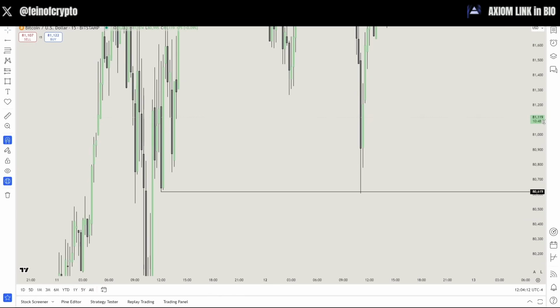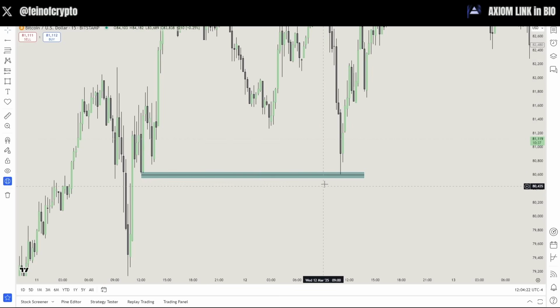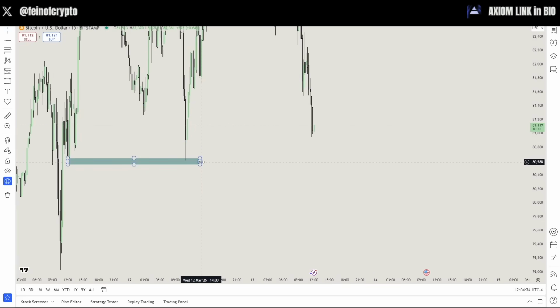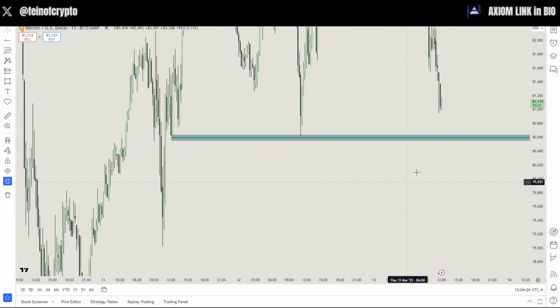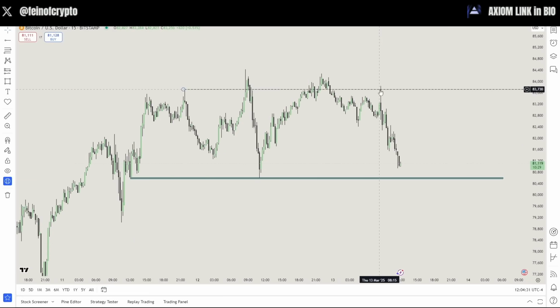But also, guess what? This is actually right here now. This is relative equal lows now. See that? See how they're very close to each other? This is a low, this is a low. Well, guess what? They're going to target it right here. Look at that. They're going to target these lows right here. And that's what they're doing. They rejected the level. Now they're dumping.